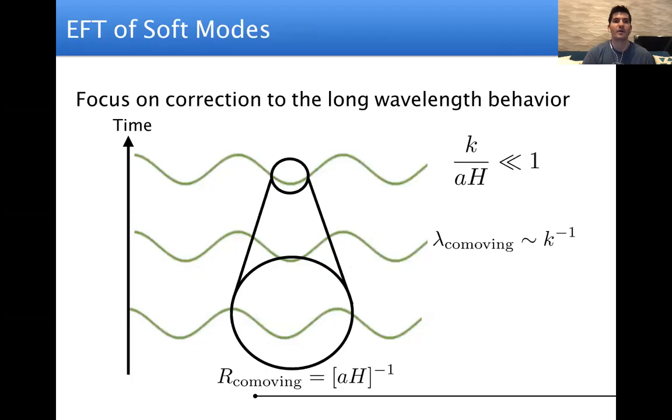So the conceptual picture we should have in mind is that we're looking for some way to describe only the wavelengths that are parametrically large compared to the horizon. It will often be useful to think in comoving coordinates, so that k, the wave number, is fixed under time evolution, and it's the comoving horizon that's shrinking, so that k over aH much less than 1 describes the late time behavior of this mode.